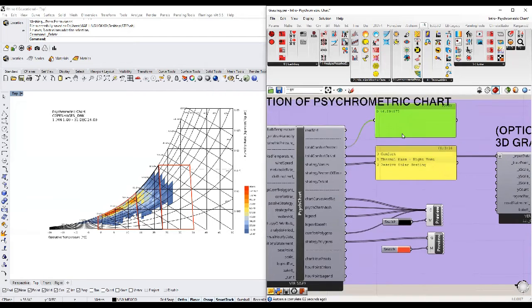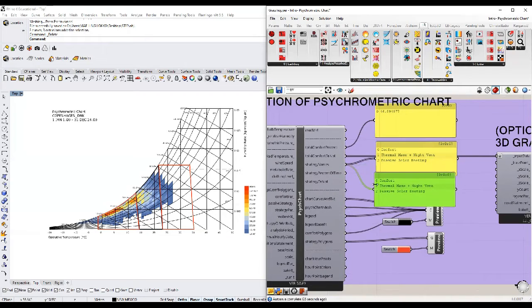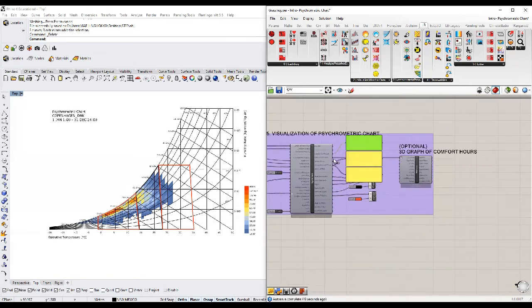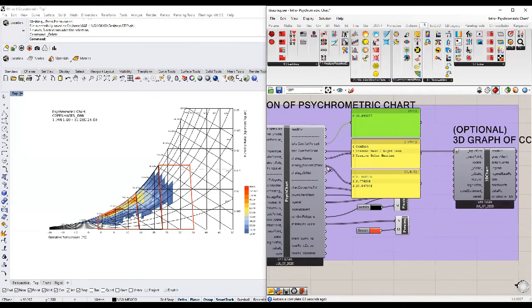So in that order, we can also, if we plug this in, see the percentage that each passive strategy contributes overall. So clearly passive solar is very effective. Thermal mass and night ventilation, despite the huge territory, this is just a few hours in the year, it's quite minimal.